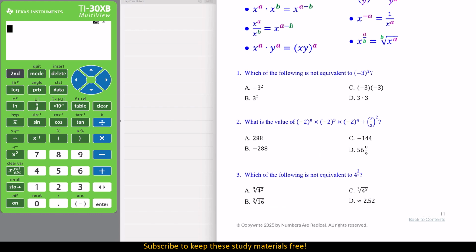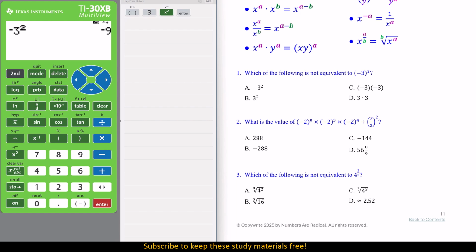We have 3 here. Number 1: which of the following is not equivalent to -3 squared? Now, the point of this is that the -3 is in the parentheses. So let's put in -3 and square it. What do we get? -9. Now let's put in the given, parentheses, -3, close parentheses, and square. Notice that that's different. You should be aware of this fact.